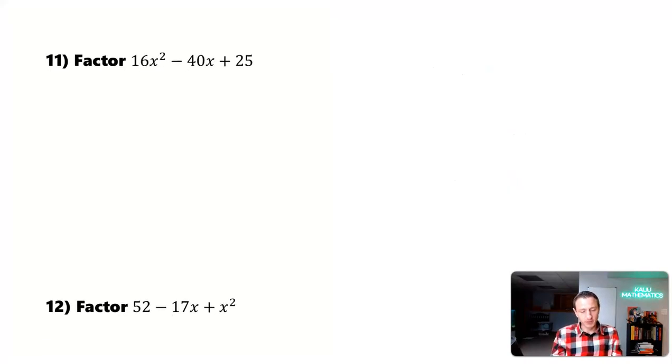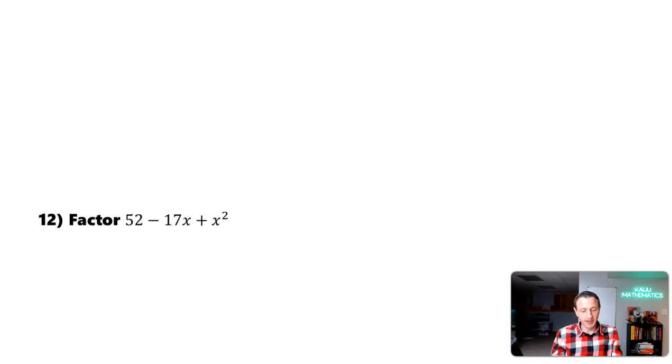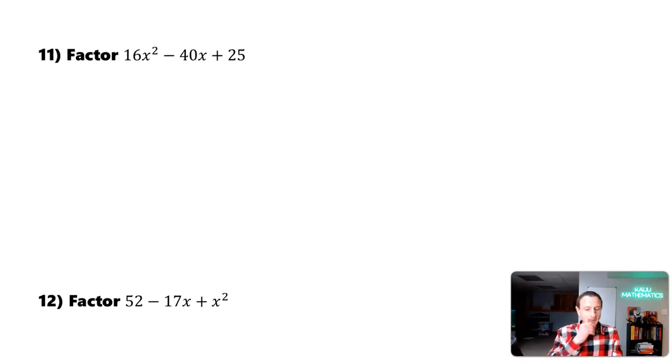Like on this next example, 16x squared minus 40x plus 25. This is one where if you use the AC method, it would get a little messy. 16 times 25 is 400. So two numbers that multiply to 400 while also adding up to 40. Not impossible to find that combination, multiplying to positive 400 adding up to negative 40, not the most impossible thing in the world, but 16 is a perfect square, that's 4. 25 is a perfect square, that's 5.